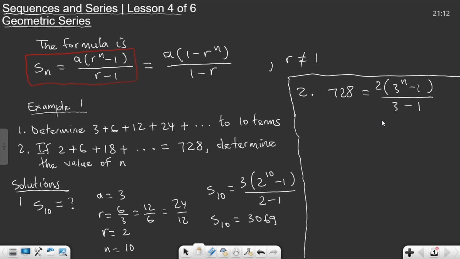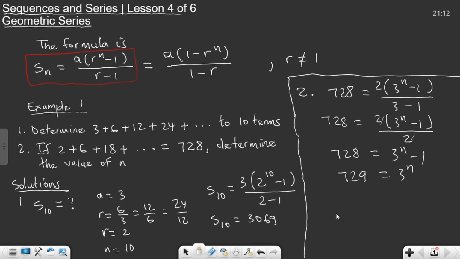Okay, and this will give you 2, 3 to the power of n, over 2. Can you see this is 2? So this 2 and this 2 will cancel. Now you have 728 equal to 3 to the power of n minus 1. And then when the minus 1 comes this side, it will be 728 plus 1. We're going to have 729, and then it will be equal to 3 to the power of n.